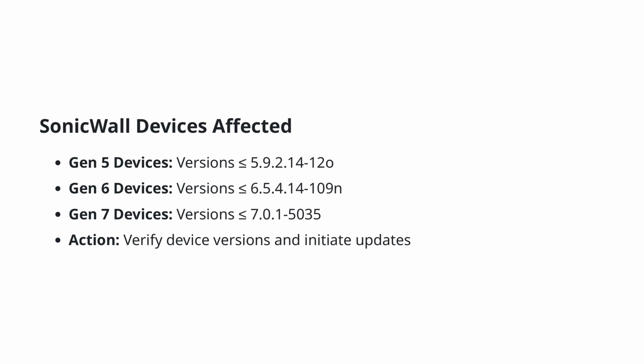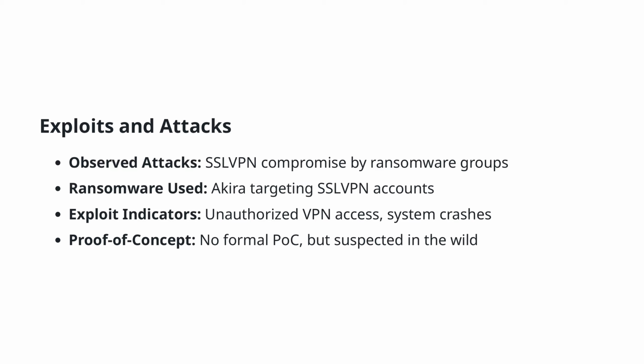In this slide, we're focusing on the exploits and attacks that have been observed concerning SonicWall devices. Ransomware groups have been found compromising SSL VPN connections, with a particular emphasis on the Akira ransomware targeting these accounts. When examining potential exploit indicators, be vigilant for signs such as unauthorized VPN access and unexpected system crashes, which could signal a compromise. Although there is no formal proof of concept available at this time, it's suspected similar techniques are active in the wild. Understanding these threats enables us to better protect and secure our network environments.